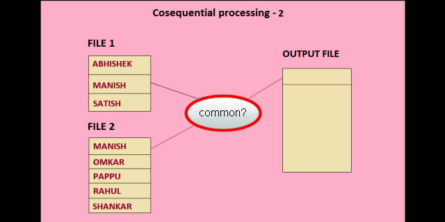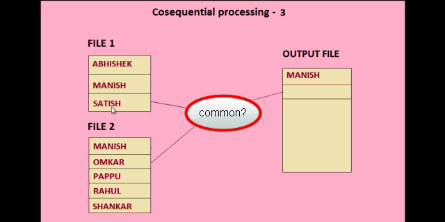I am reading Manish for the next time. Then I compare these two names. Are they equal? Yes, they are equal. So I am going to write them to the output file. But I will write only one copy of it. There it is. I have written Manish to the output file and I have read next names from both the files.